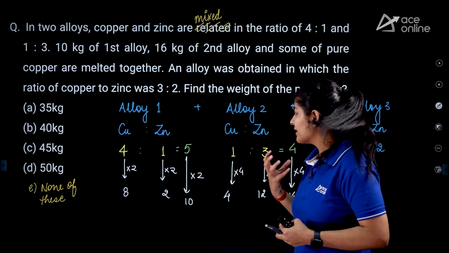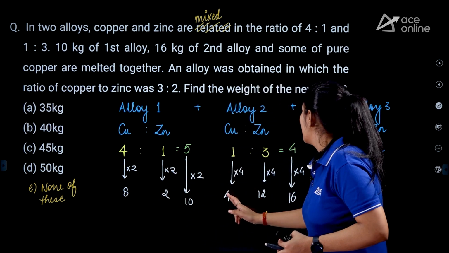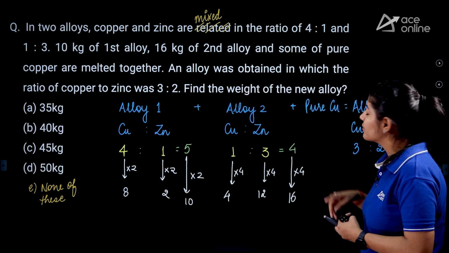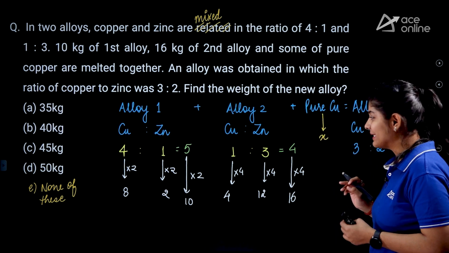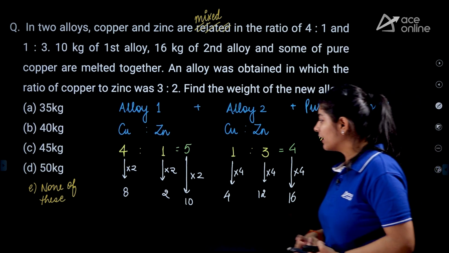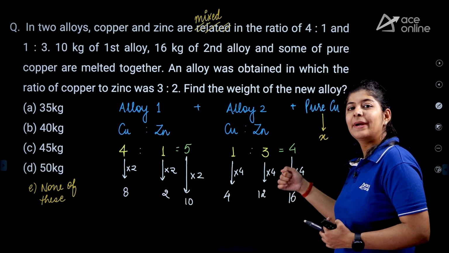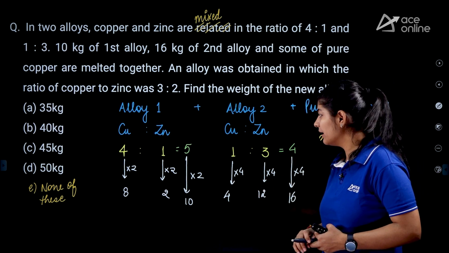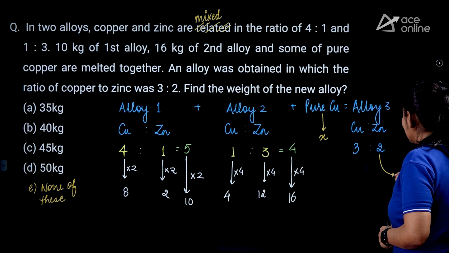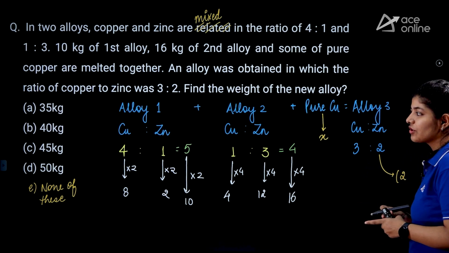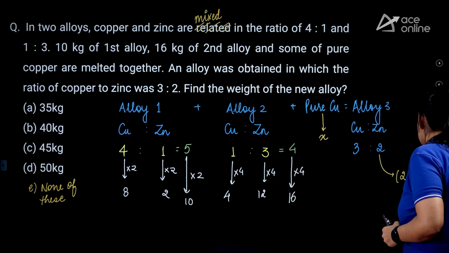What is the weight of copper that we are taking? 8 plus 4. But the weight of the pure copper is not given, so we simply assume it as X. Now, for the zinc, we are taking 2 kgs of this one and 12 kgs of this one. That means combined they make 14, right? So in this mixture, we are taking 2 kgs of zinc from alloy number 1 and 12 kgs of zinc from alloy number 2.